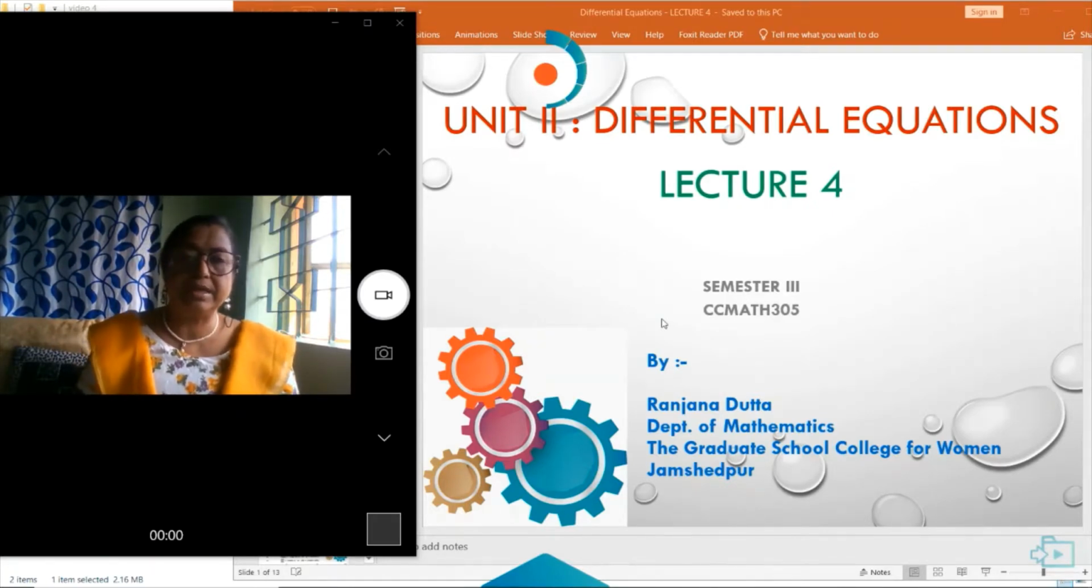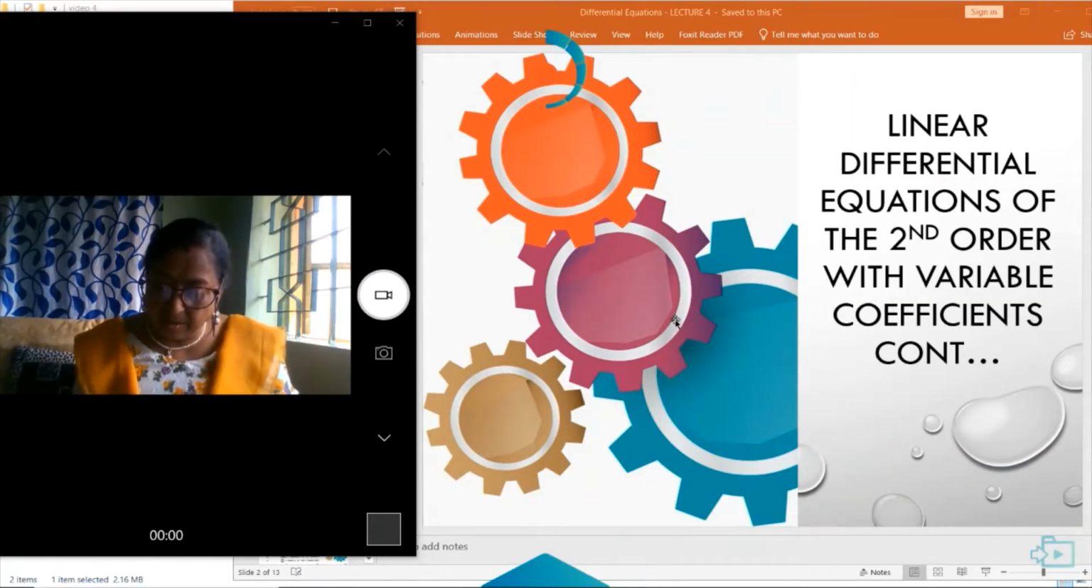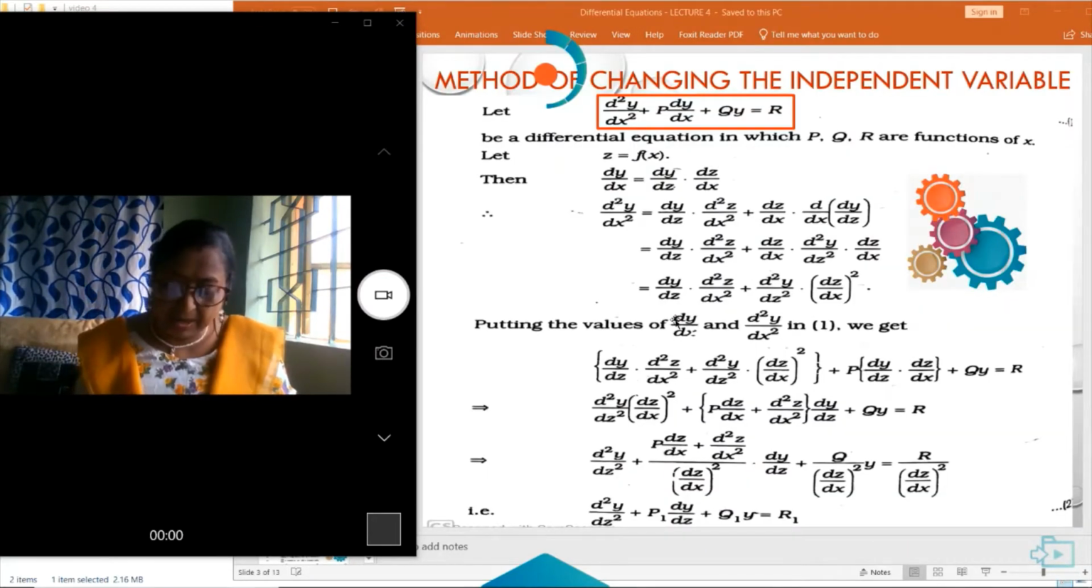Today we will discuss the differential equation in which the method of changing of the independent variable is applied. Let d2y by dx square plus p dy by dx plus qy is equal to r.